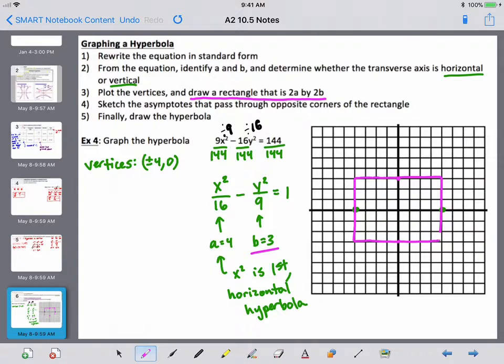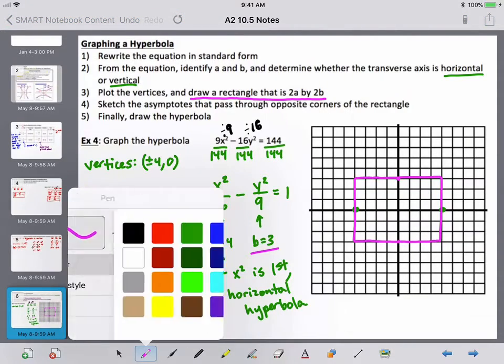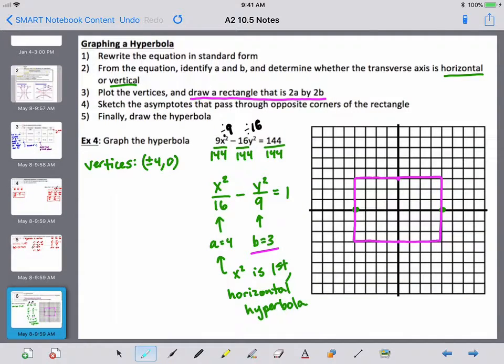All right. So that rectangle is actually going to give you your asymptotes. The two asymptotes are going to go through opposite corners of that rectangle, and I usually just use dotted lines to draw those. Those are kind of like your guidelines for drawing your hyperbola. So we're just drawing a dashed line through the opposite corners of the rectangle we drew. And then you finally draw the hyperbola.